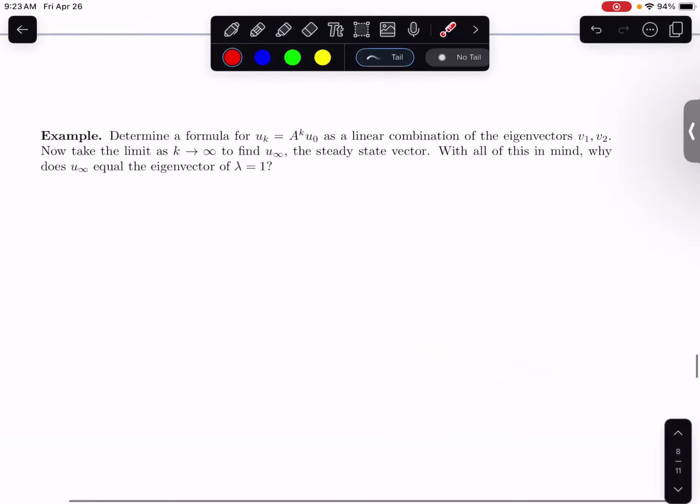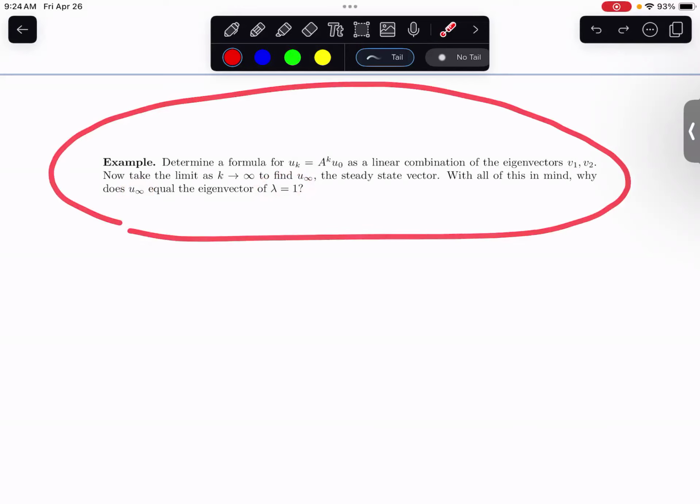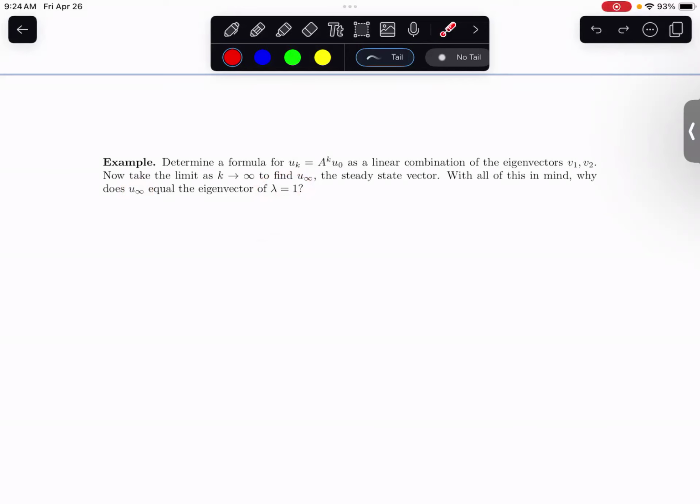So this is the key idea. We want to determine a formula for u_k, where u_k is A^k times this (0.5, 0.5) vector, as a linear combination of eigenvectors v1 and v2. Then it wants you to take the limit as k goes to infinity to find the steady state vector. And then it wants you to determine why u infinity equals the eigenvector for lambda equal to 1. It sounds like a lot, but it really just follows from one observation. So think about it for a couple of minutes and see where it takes you.